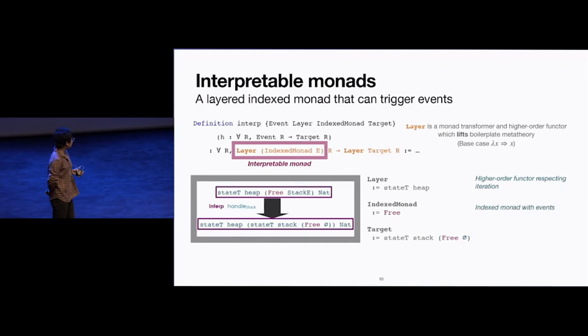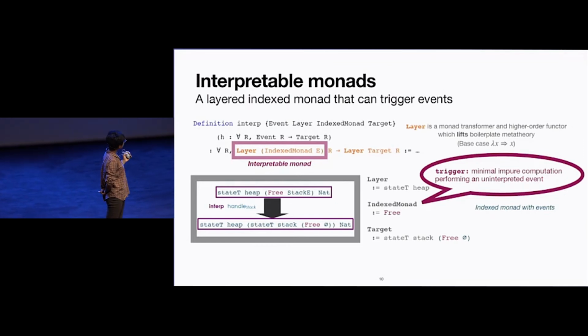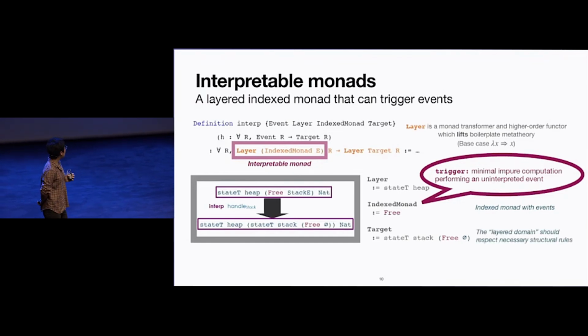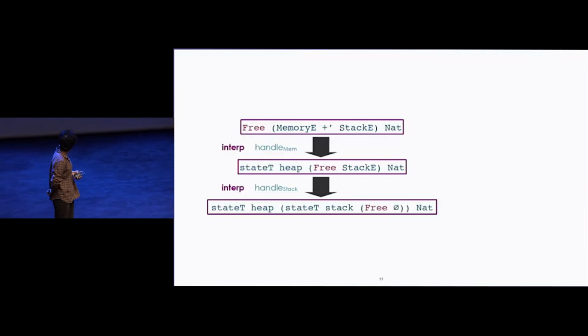And the index monad is an index monad with events with what we characterize as having an operation called trigger, which represents a monad that has a minimal impure computation for performing an uninterpreted event. And then the target here is a state T transformer applied to the free monad with no events left. So the layered domain should respect the necessary structural rules.